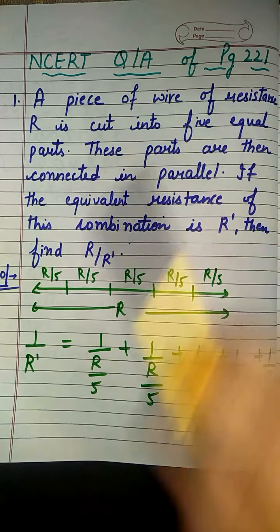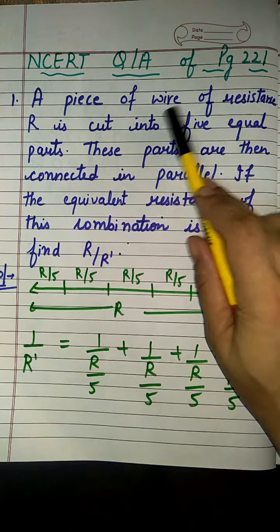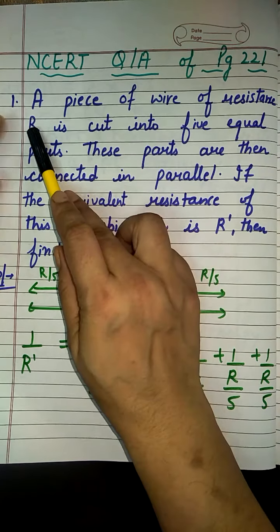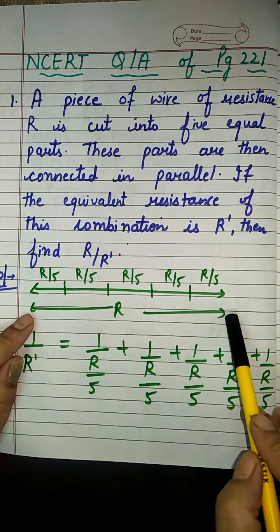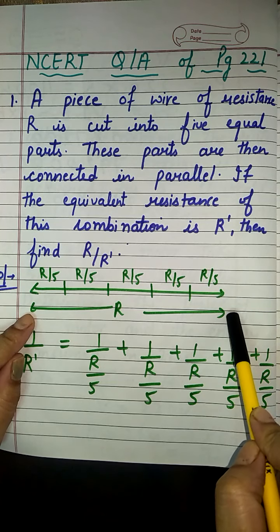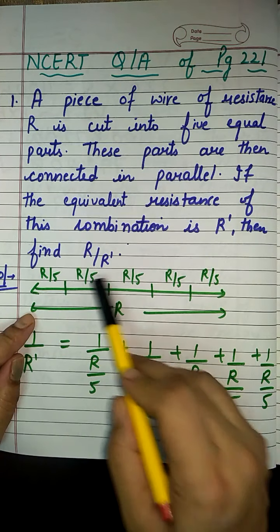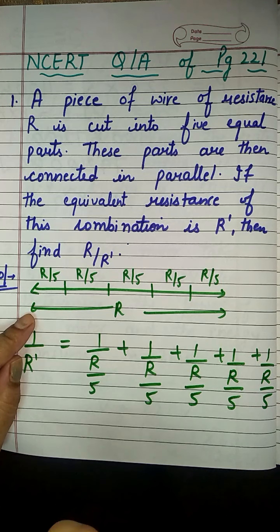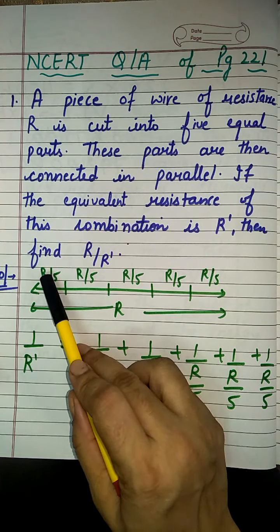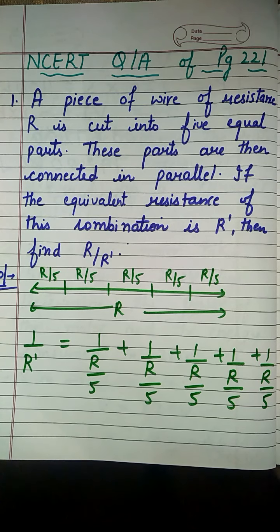Now these are NCERT question answers of page number 221. A piece of wire of resistance R. This is the piece of wire, and it is having resistance capital R. It is cut into 5 equal parts. 1, 2, 3, 4, 5. So if 5 equal parts will be there, then each part will be R upon 5, R upon 5, R upon 5, R upon 5 and R upon 5.